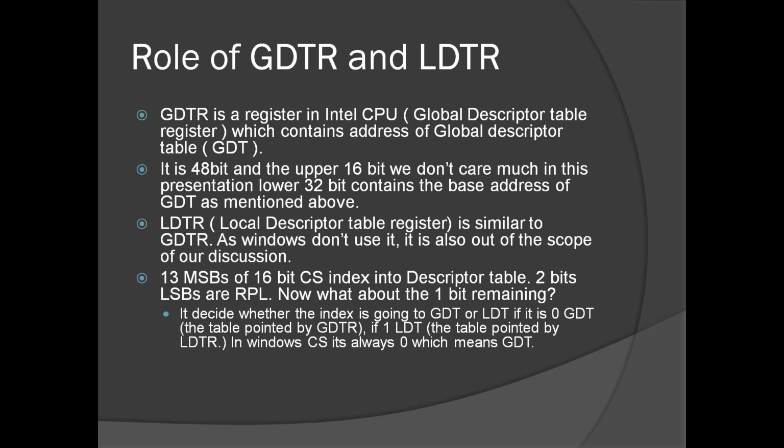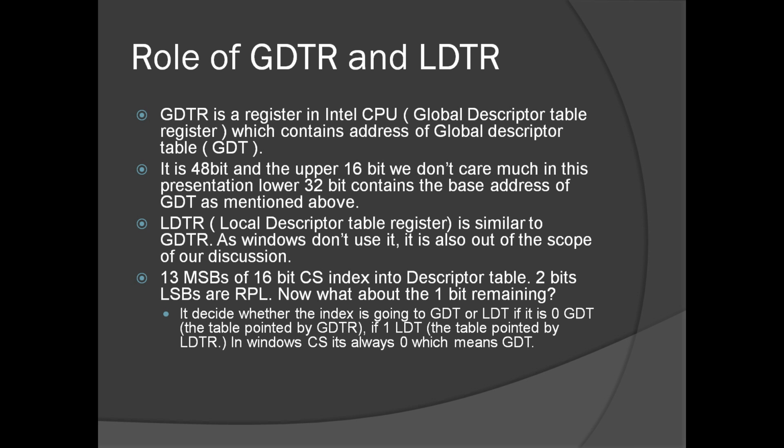GDTR is a register in the Intel CPU, the global descriptor table register, which contains the address of the global descriptor table. It is a 48-bit register. Unlike other registers, it's 48-bit, not 32-bit. The upper 16 bits we don't consider much here because they're not relevant to our presentation. But the lower 32 bits contain the base address of the GDT, as I mentioned above.